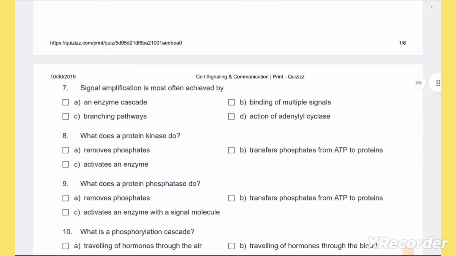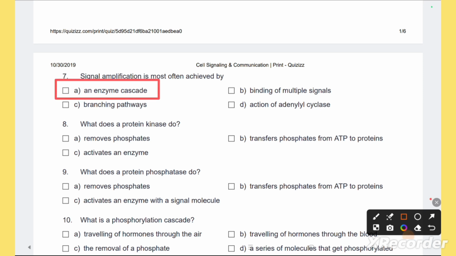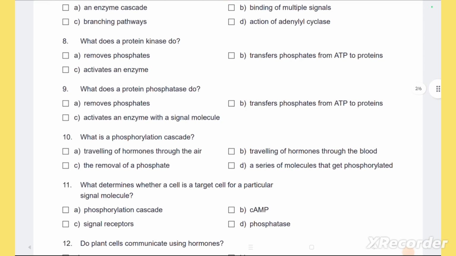Next question. Signal amplification is most often achieved by: option A, enzyme cascade; option B, binding of multiple signals; option C, branching pathway; and option D, action of adenyl cyclase. So the answer of question number 7 is A, enzyme cascade. Okay. Question number 8.